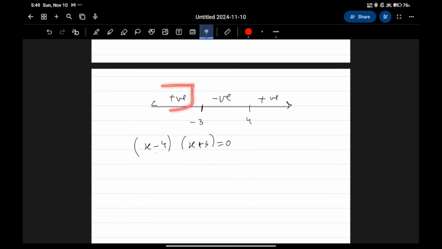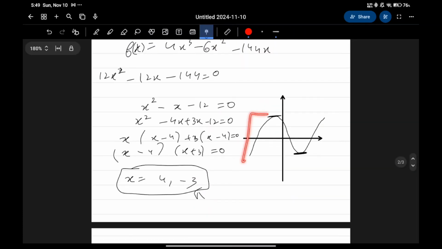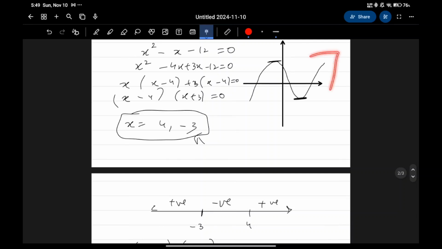Now, these are the regions of increasing, decreasing and increasing again. The positive regions are when my graph increases. The negative region is when it decreases. And the positive region is when it increases back up again.